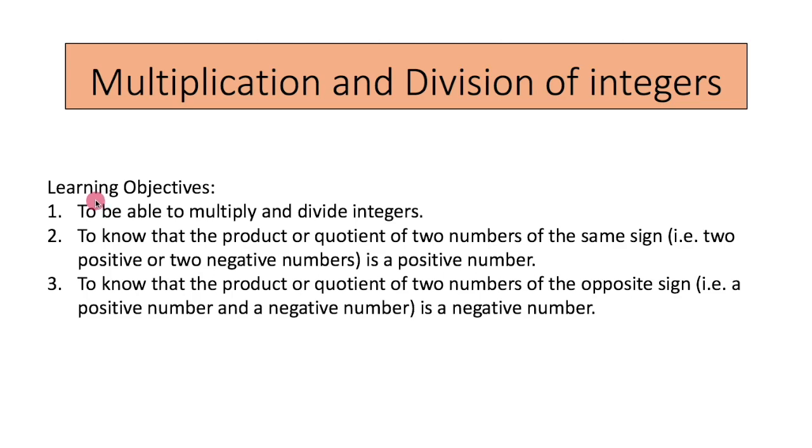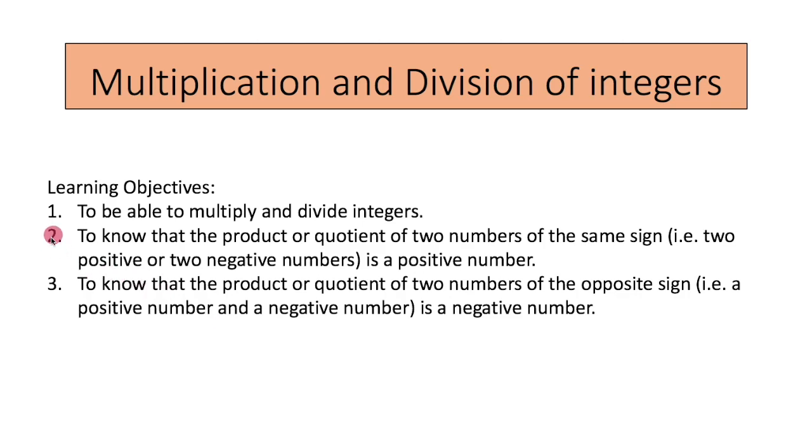So first, let's go through our learning objectives. Number 1, to be able to multiply and divide integers. 2, to know that the product or quotient of two numbers of the same sign, i.e. two positive or two negative numbers, is a positive number. And 3, to know that the product or quotient of two numbers of the opposite sign, i.e. a positive number and a negative number, is a negative number. Quite a mouthful. But as we go through these videos, you're going to understand these learning objectives.